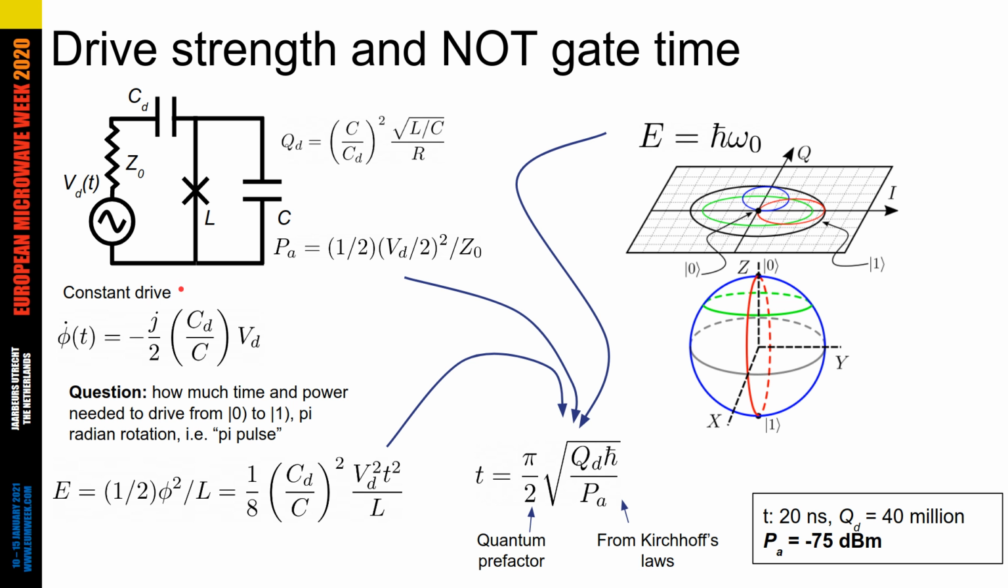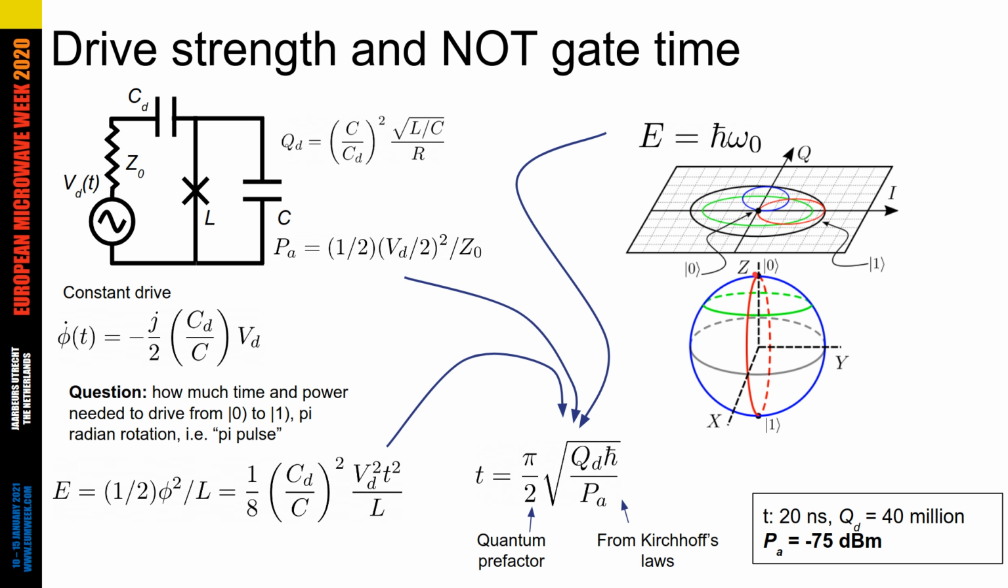Going back to the differential equation that we had describing this LC resonator, we can write down the case when there's a drive, a constant drive, but no detuning and no decay. And we get this equation here where phi dot is just proportional to the drive voltage. So let's ask, how much time and how much power do we need to get this thing to go from the 0 state to the 1 state? Now remember, the 0 state is at the north pole of this sphere, and the 1 state is at the south pole of the sphere.